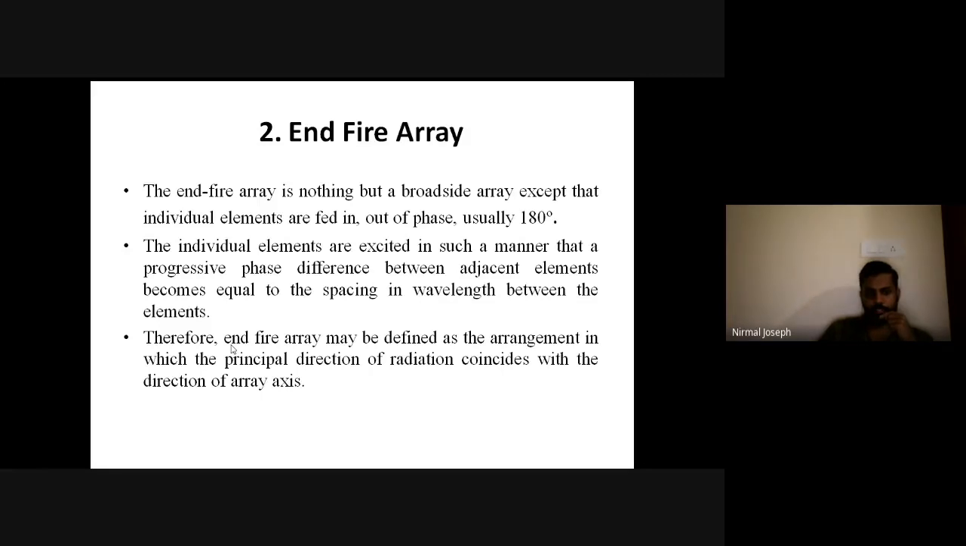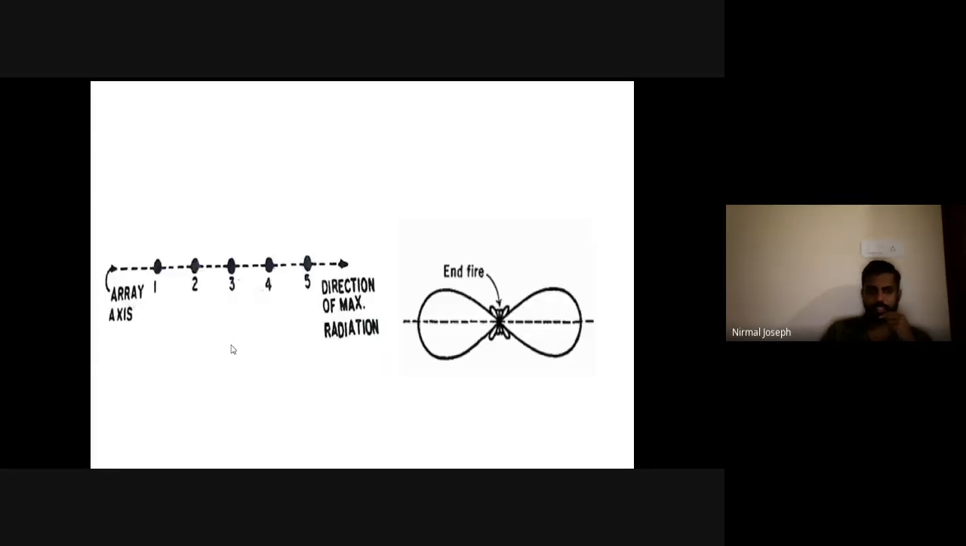So here what will happen? Instead of radiating perpendicular to the array axis, the radiation pattern will coincide with the array axis. That is the only difference that we will see. See, here the array axis is shown, with elements 1, 2, 3, 4, 5. They are placed in such a manner that they are projecting out of the screen. So their array axis will be as shown in the figure, that dotted line, and the direction of maximum radiation will also be in the same direction.